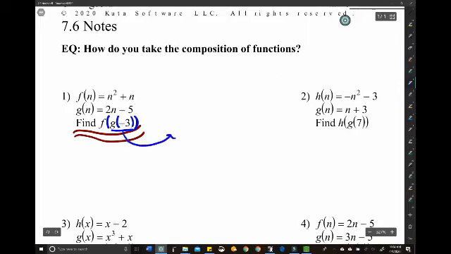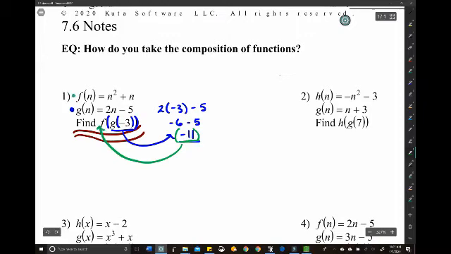Okay, so we're going to start by finding g at negative 3. So we're starting with good old g here, and we're plugging in negative 3. So 2 times negative 3 minus 5, that's negative 6 minus 5. That is negative 11. Okay, now you're not done yet, but we found that first part. Now, with that negative 11, we are going to put it into the outer function, f.